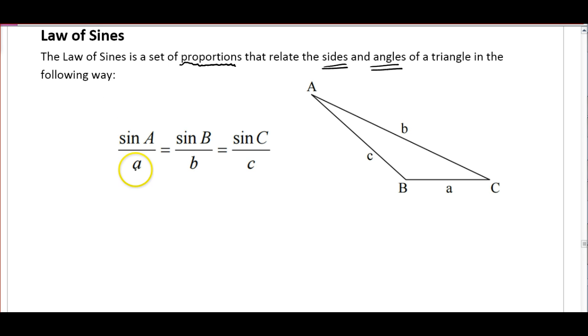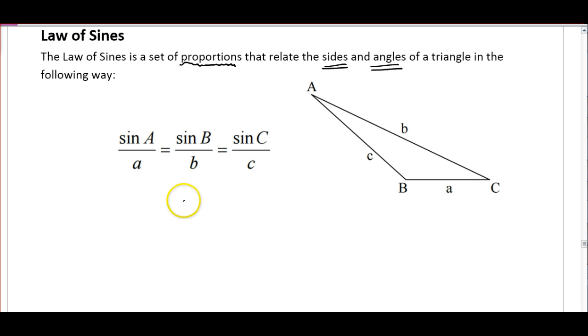So notice my first ratio here is the sine of angle A over a. So the sine of this angle over the side that it's opposite, side a. So sine of A over side a is going to be equal to the sine of angle B over b, which is also equal to the sine of angle C over side c. That's kind of interesting that this works, but these ratios will always be equal in these non-right triangles, which we call oblique triangles, if you remember. And this is going to be one form of the law of sines.